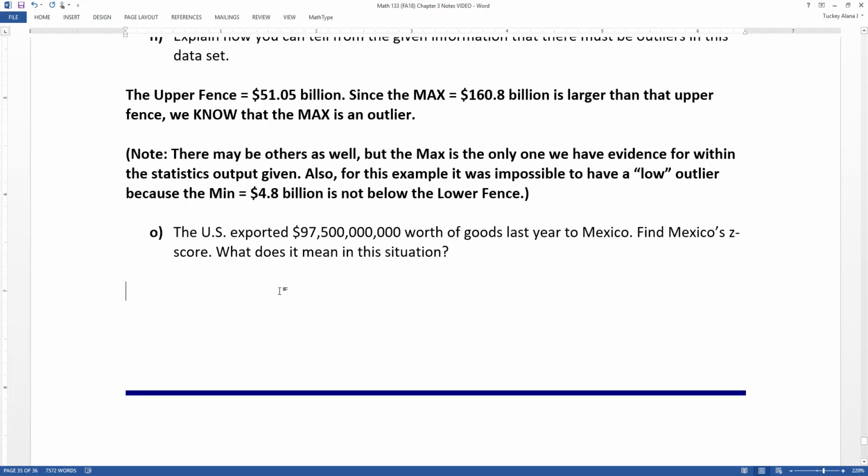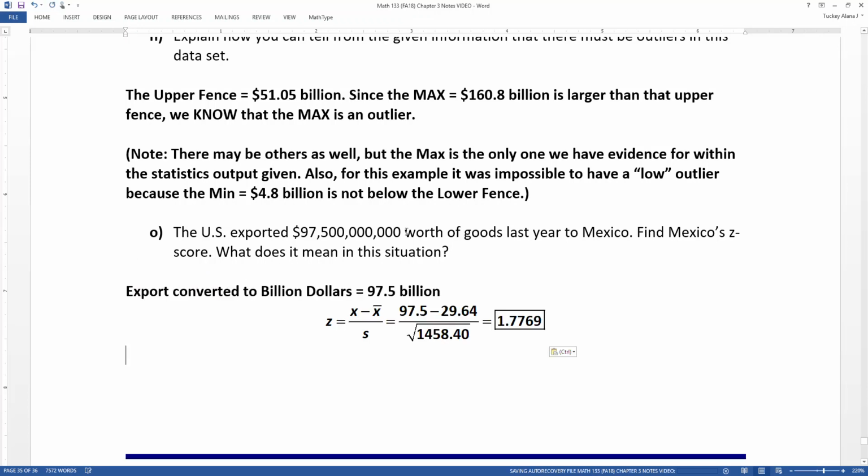Find the z-score. Little known fact: Mexico is, I believe, our number 2 trading partner after Canada. Canada is the max, in case you were just curious about American trade. So Canada is really large at the max value of 160, and Mexico is pretty close behind, relatively speaking, at 97.5 billion. So the first thing I'm going to do is change this to billion dollars, right? Since our unit was billion dollars, we've got to convert it. So I moved the decimal place over to match the rest of our data.